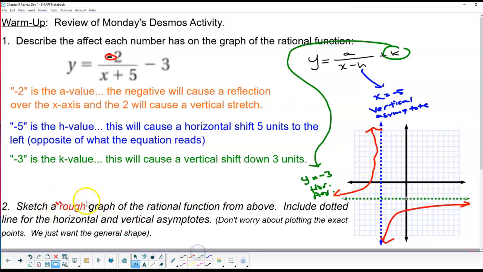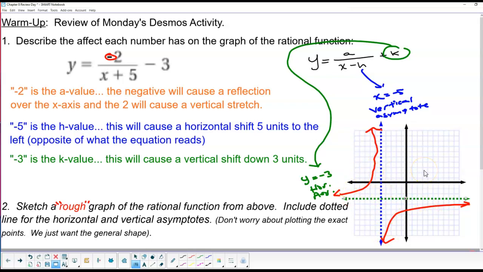If I wanted to get more accurate, I could actually plot physical points here using my calculator or just plugging in. What if I plug in -6, -7? I'll get some points over here, and then those points would be mirrored in the other quadrants.